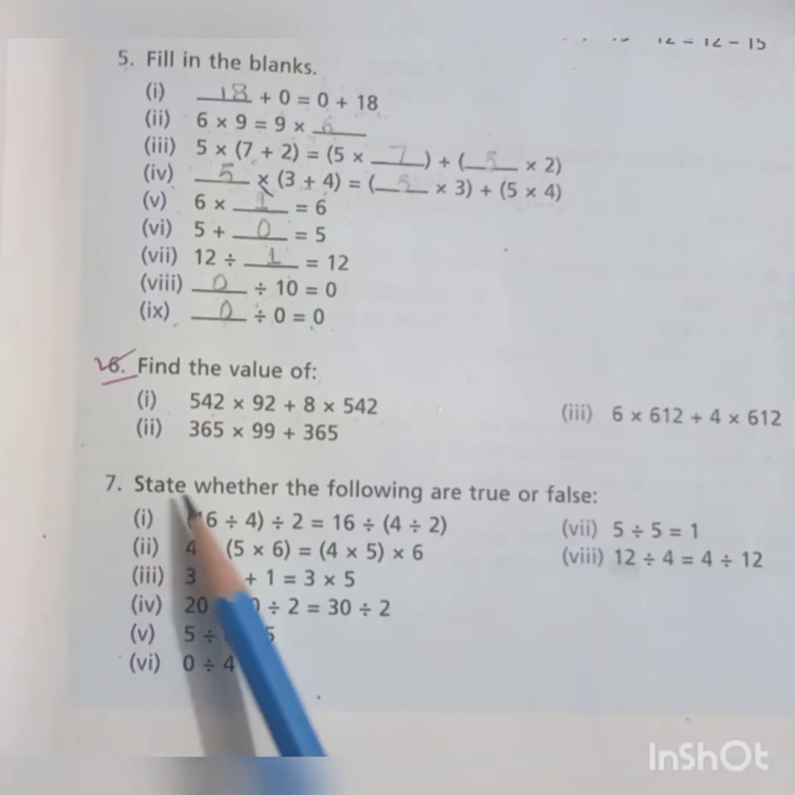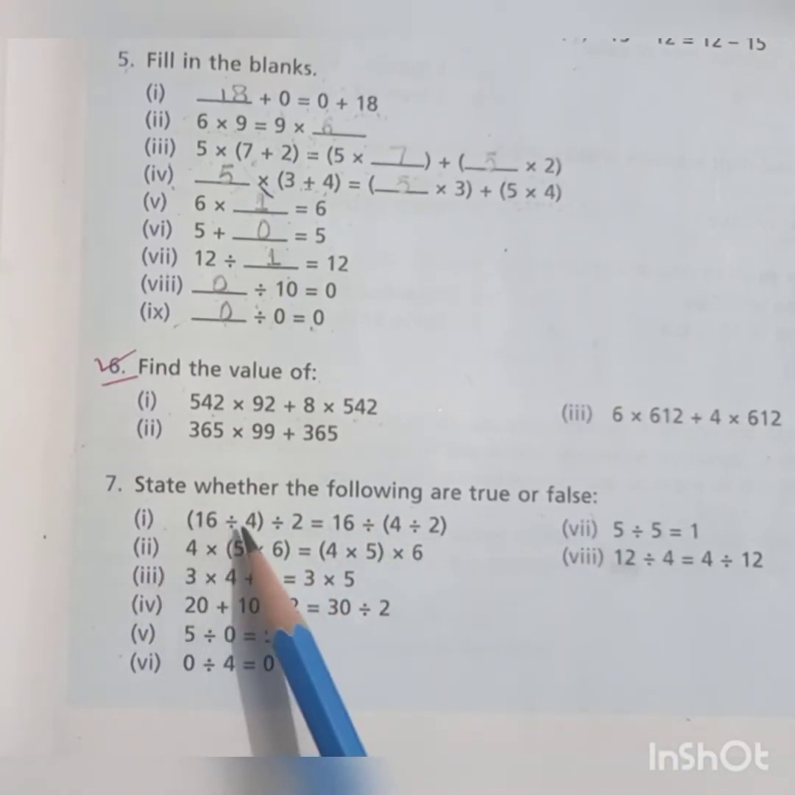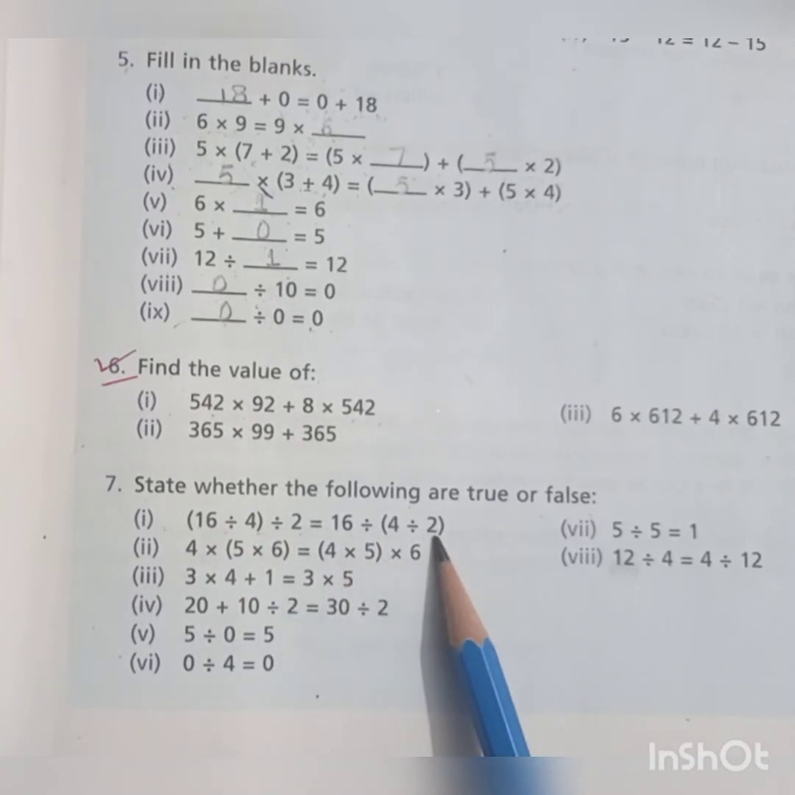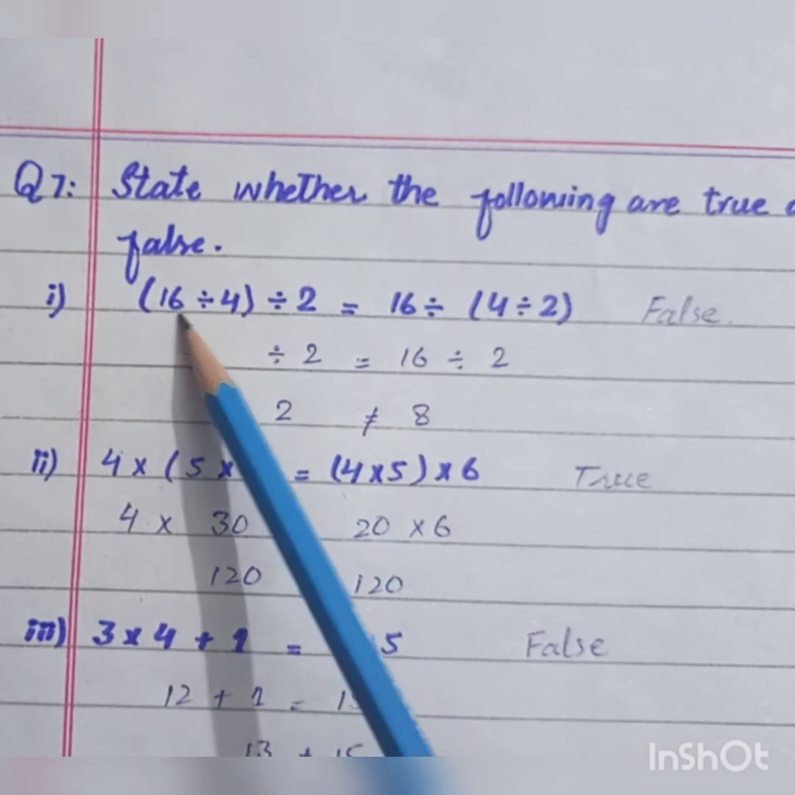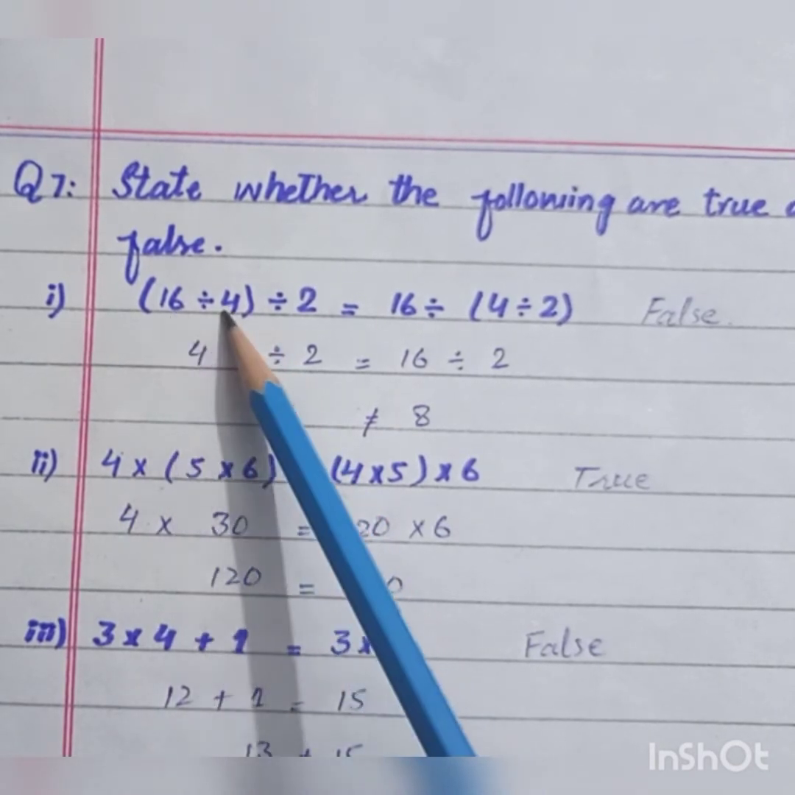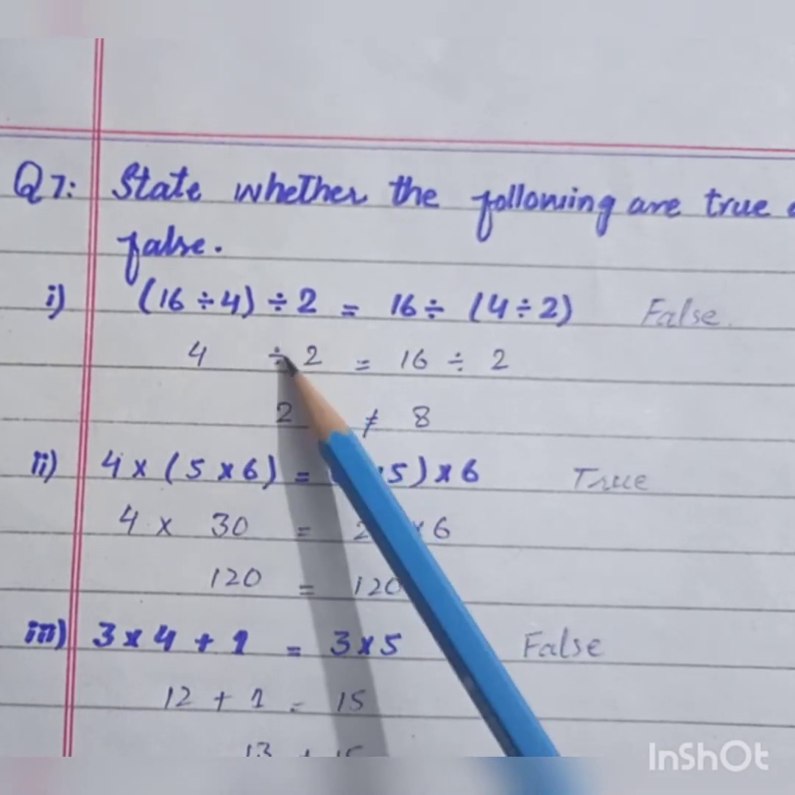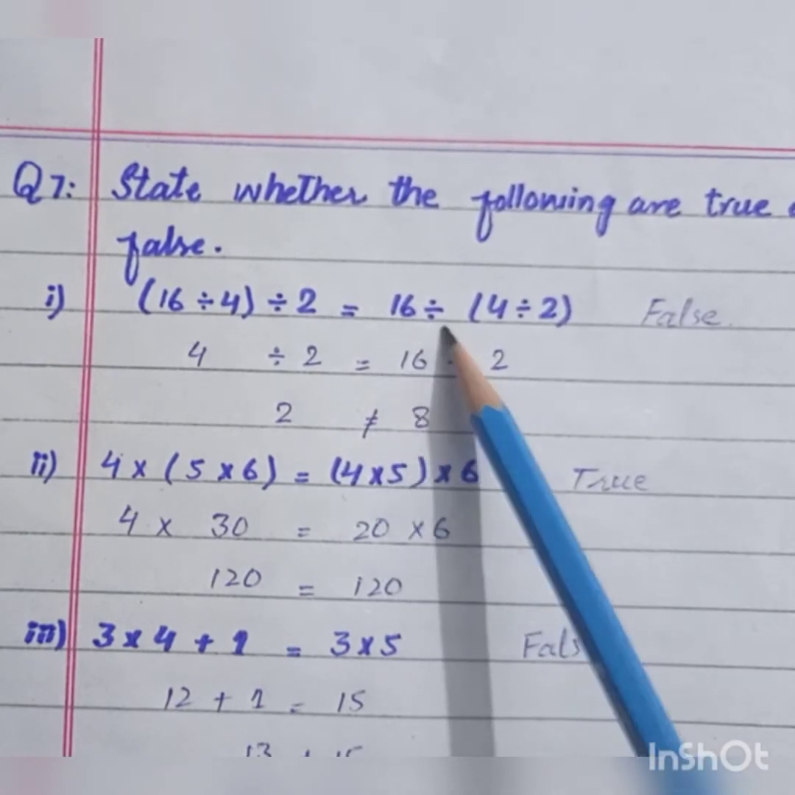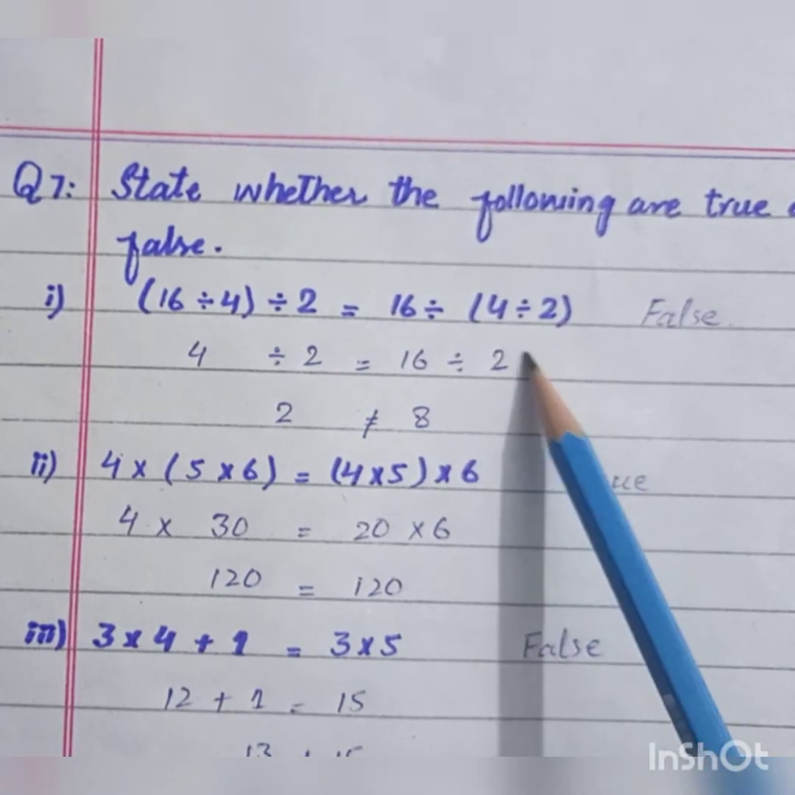Next question is question number 7, that is, state whether the following are true or false. Part number 1 is 16 divided by 4 divided by 2 is equal to 16 divided by 4 divided by 2. Let's take a solution and check whether the given statement is true or false. Students, here you can see that by solving the left hand side, if we solve 16 divided by 4, then the answer would be 4, as 4 4s are 16, and divided by 2 is as it is. Equal to the right hand side: 16 divided by, if we divide 4 divided by 2, then the answer would be 2, as 2 2s are 4.